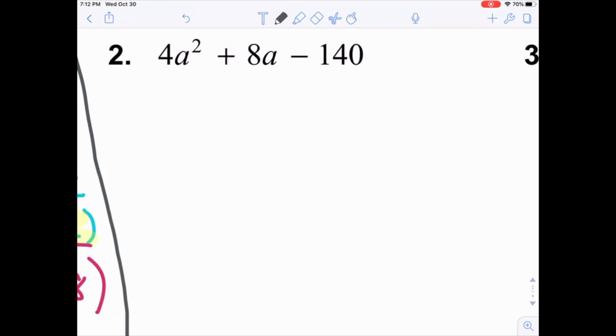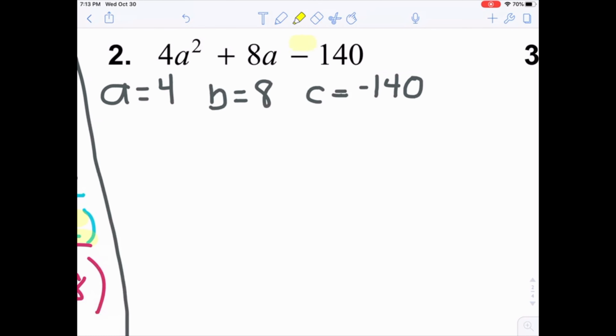So let's identify A as 4, B as 8, and C is a negative 140. I don't know about you, but this big number kind of scares me. And multiplying it by 4, that's only going to get me a bigger number, which again scares me some more. So I like to see, is there anything I can do to make this smaller? Is there anything I can do that can take some of those big numbers and make them go away?